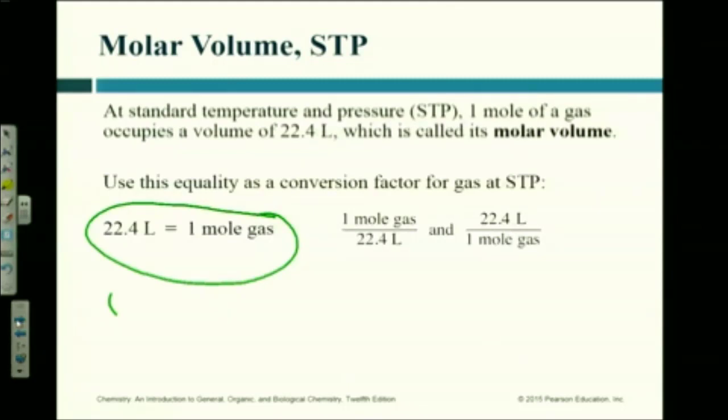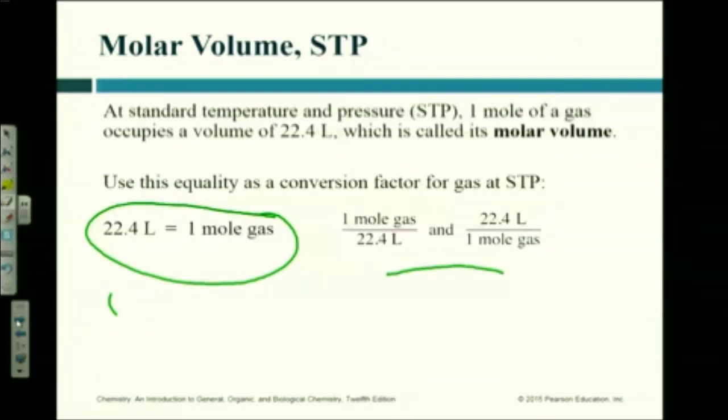Does it say that it matters what kind of gas you have? Does it matter if it's oxygen or nitrogen or helium? Does it matter? It does not matter at all. This is called the molar volume for gases at STP. 1 mole equals 22.4 liters. If you're at STP, it does not matter which gas you have. And because these two things are equal for these gases at STP, look at what we can do. We can write conversion factors.